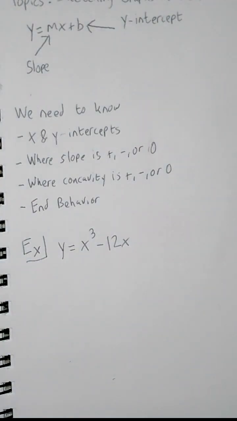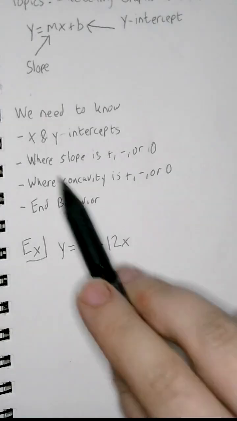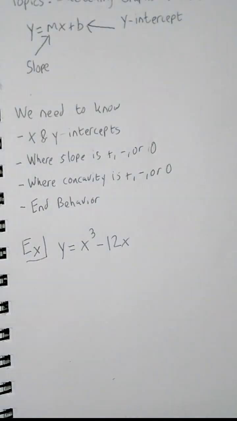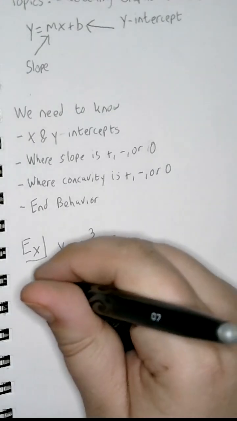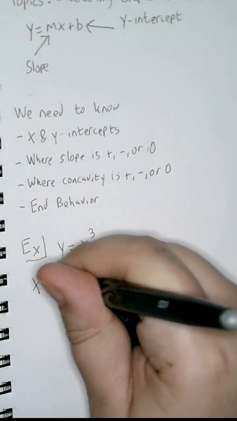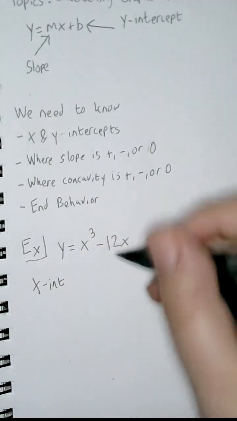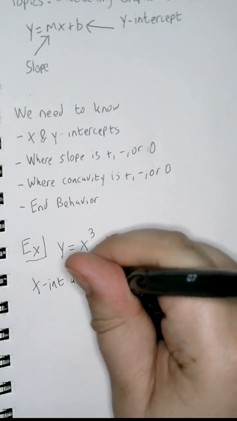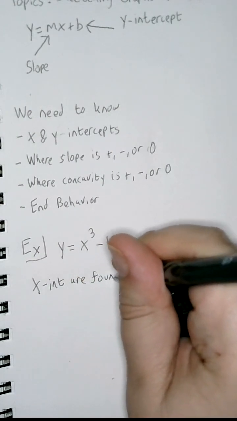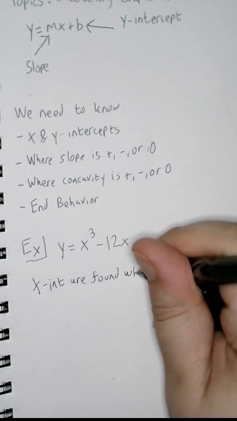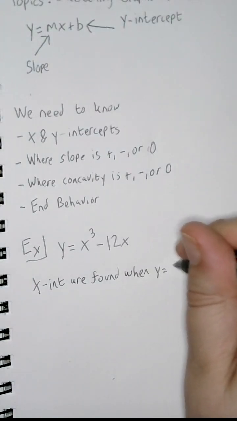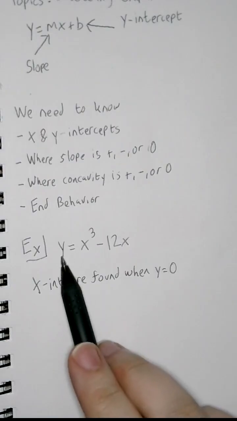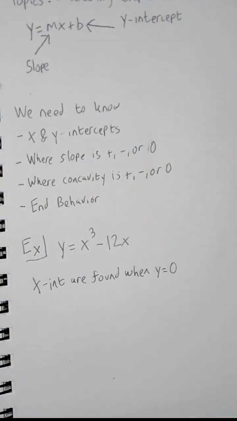So, first thing I want to know is the following. I want to find the x and y intercepts. So, first, let's find the x-intercepts. X-intercepts are found when y is equal to 0. So, let's take note of that. To find the x-intercepts, I need to set this function equal to 0.